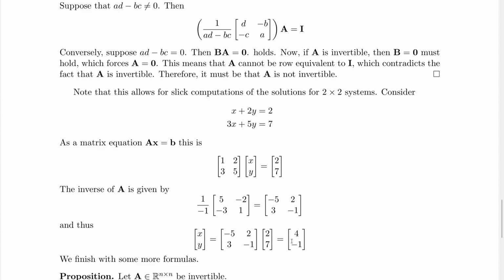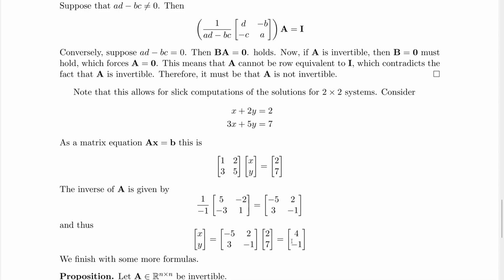Pretty nice. Now, it's worth noting that you can solve 3x3s and beyond with matrix inverses, but computationally speaking, it's a bit wasteful to just compute the inverse and solve for it. There are other faster and more efficient ways, but we know theoretically you can solve Ax equals b by multiplying both sides by A inverse.